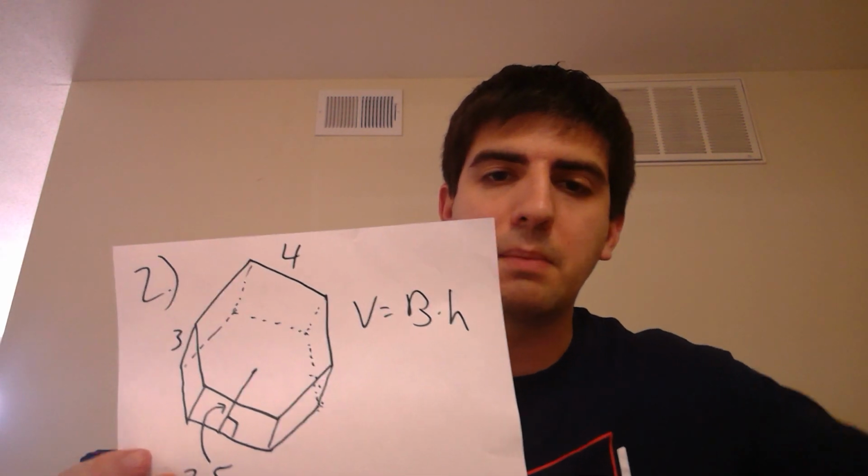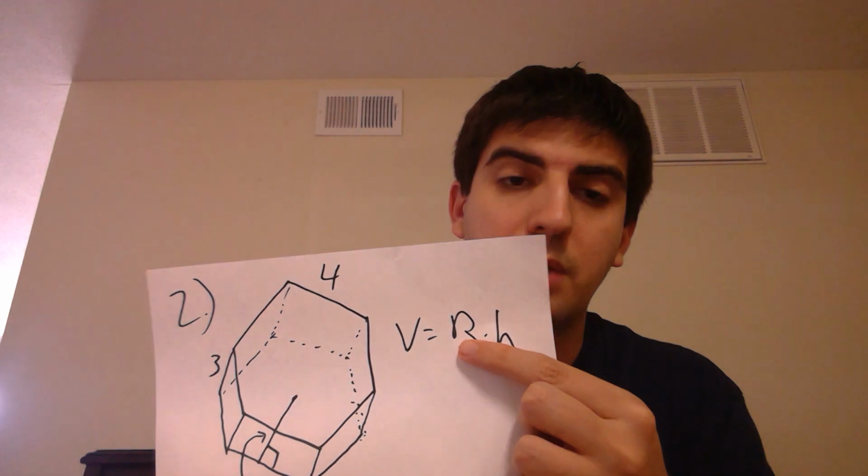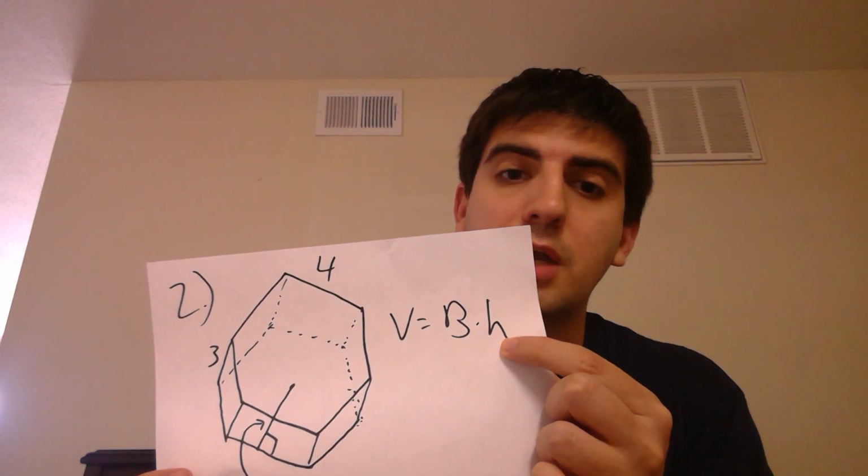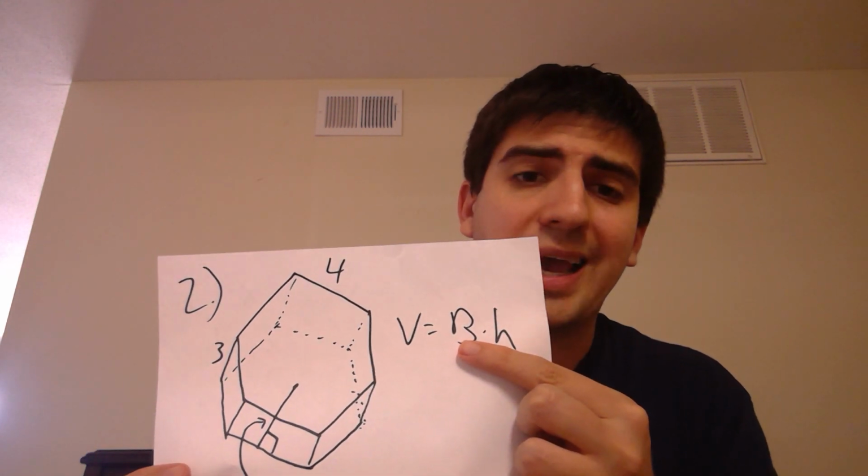So anyways, our volume is going to be big B times H. Big B is the area of the base. H is the height of the shape. And over here, the base is a hexagon. So I'm going to write down big B equals hexagon.